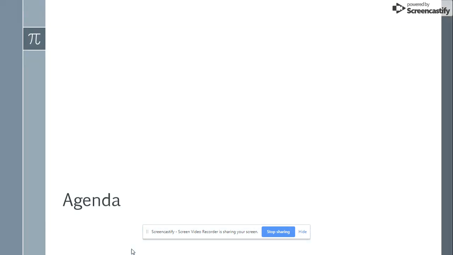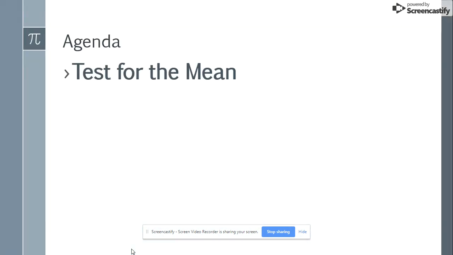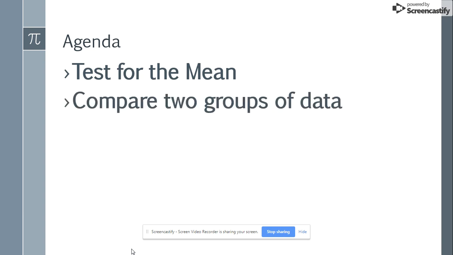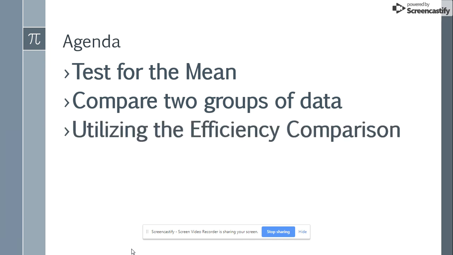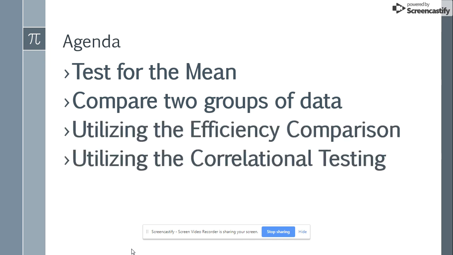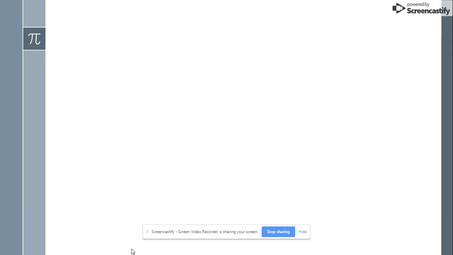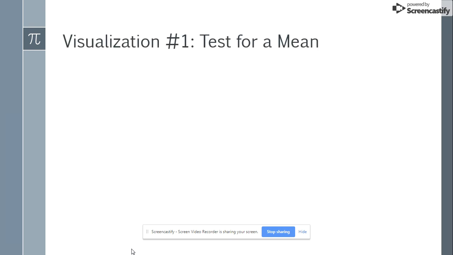Let's get it going. The agenda: we're going to test for the mean, we're going to compare two groups of data, and we're going to utilize the efficiency comparison and the correlation testing. So let's get it going. So we have visualization number one.